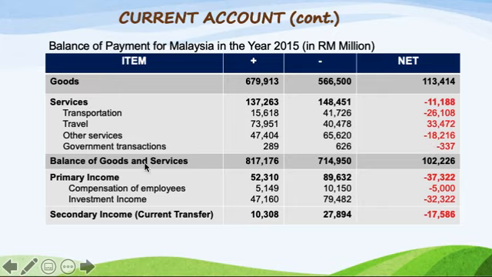So to get the balance of goods and services, you just add the goods and minus all the services, and you will get the balance of goods and services. You can calculate whether this value is correct or not.